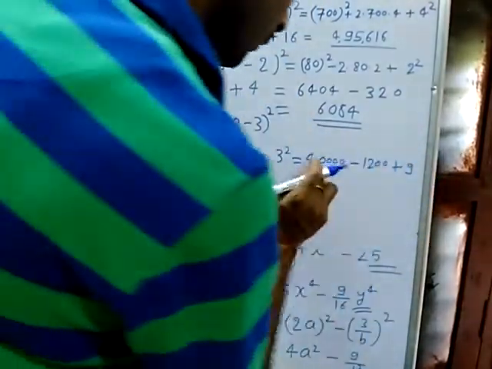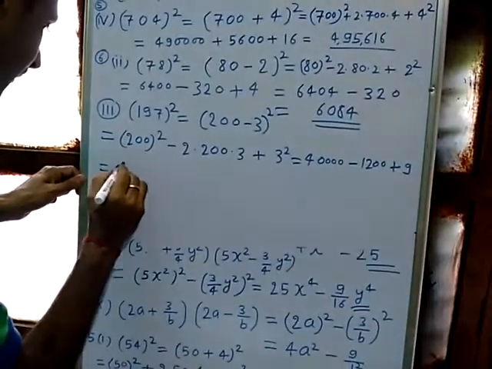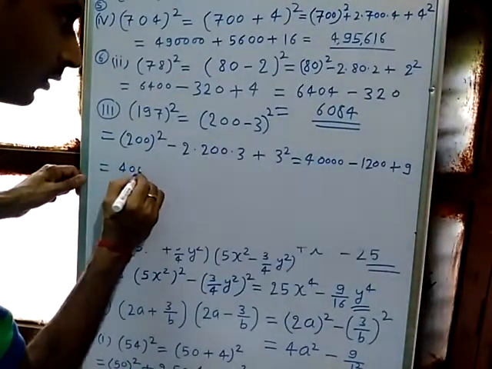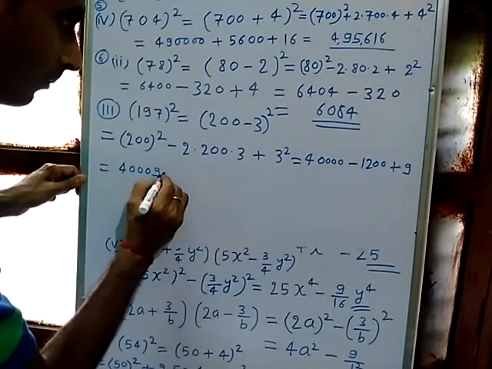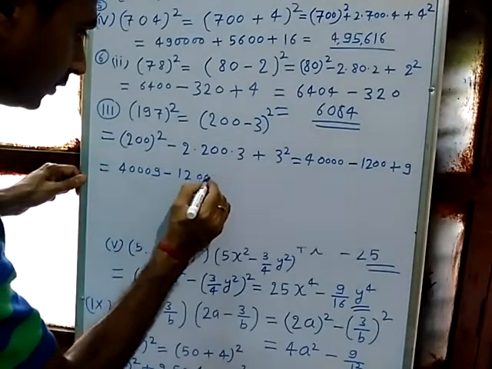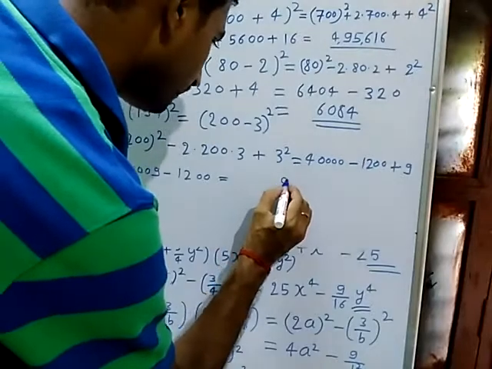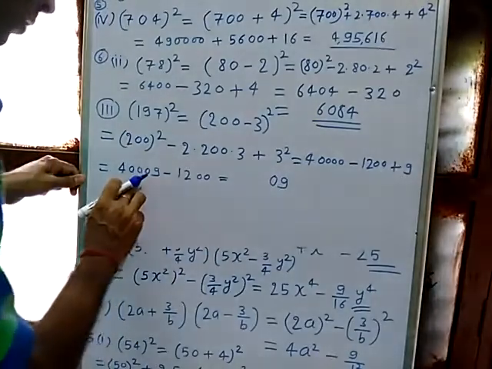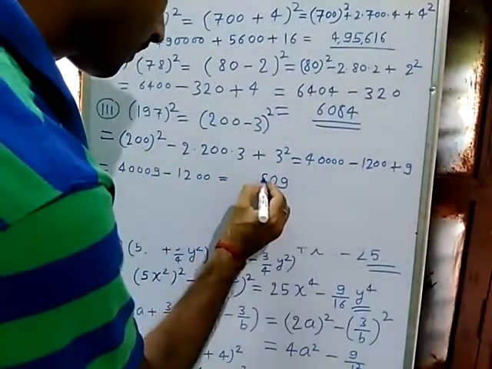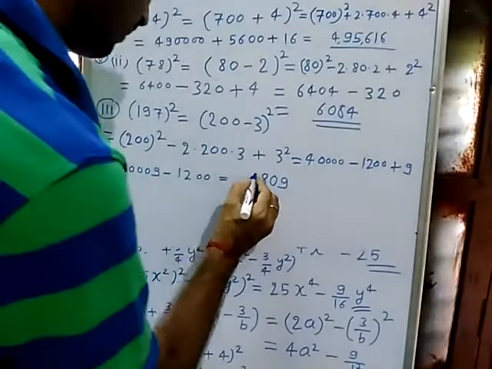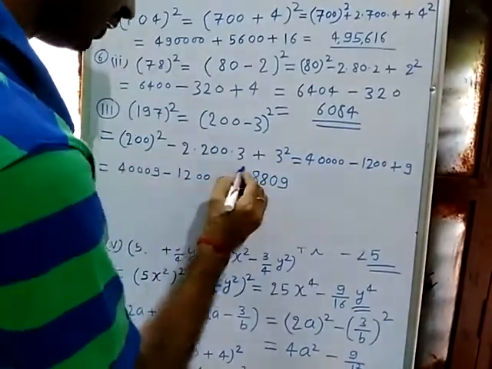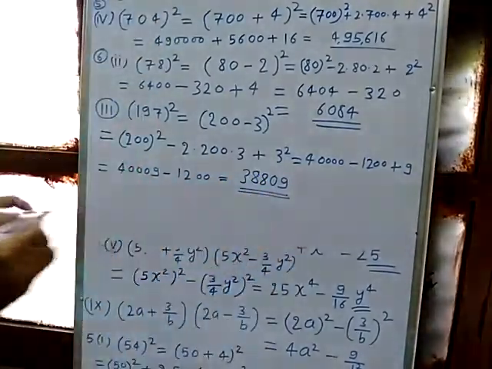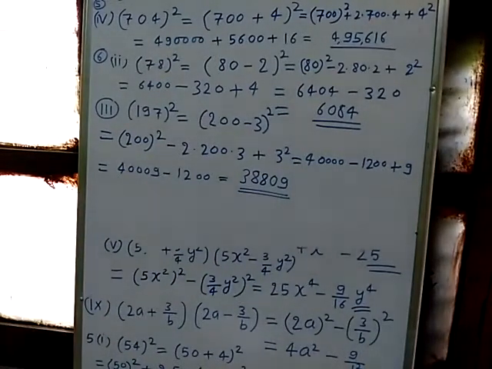Then add: 40,000 plus 9 becomes 40,009, minus 1200. So here look, 9, then 0, then 8. 9 minus 1 is 8, and 3. So 38,809. Is it clear? Are you getting me?